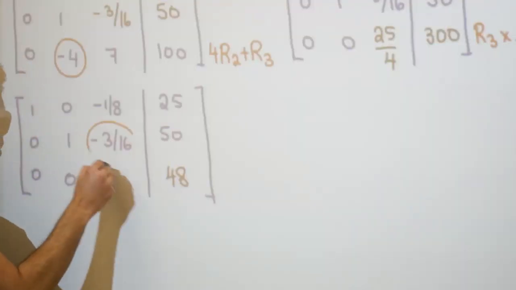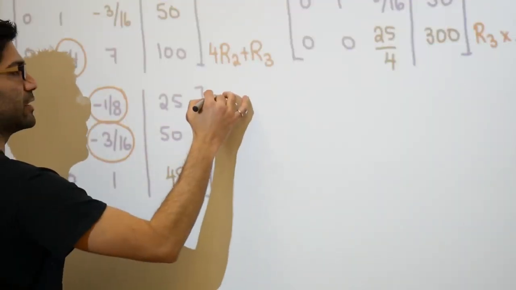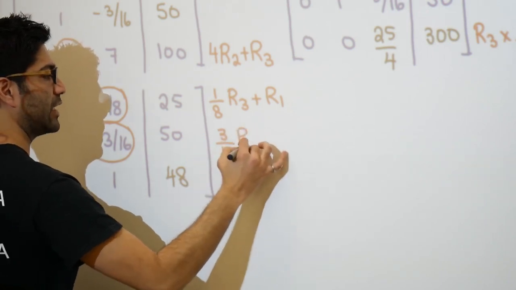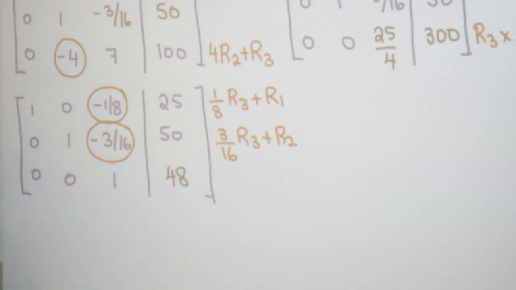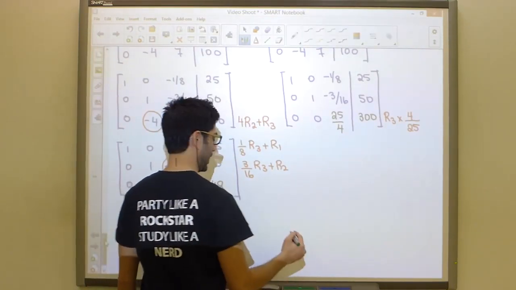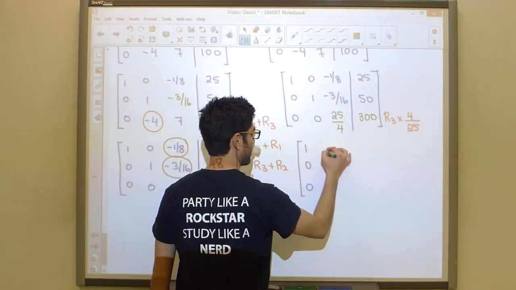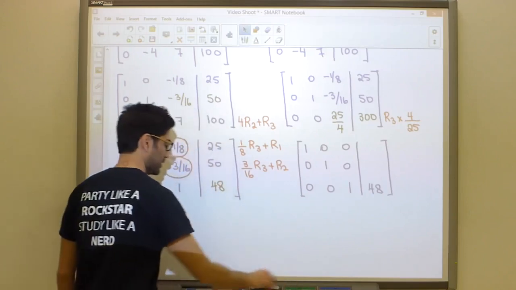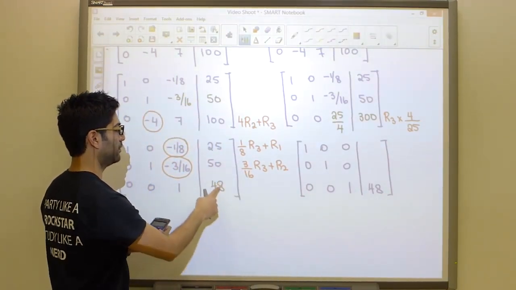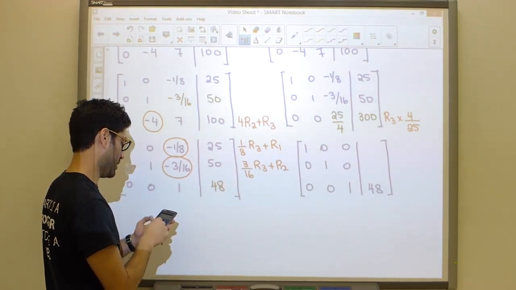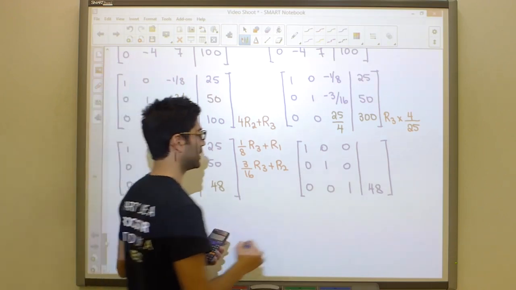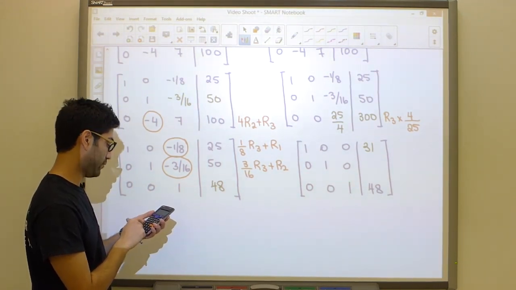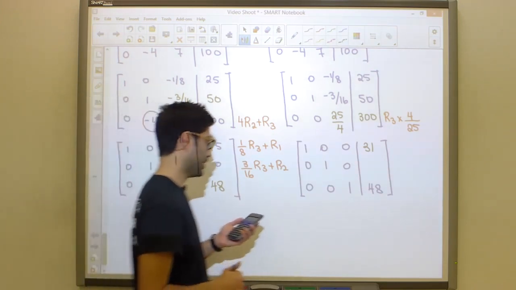Lastly, we're going to convert these guys into zeros. And so that's going to give us 1 over 8 row 3 plus row 1. And then again the opposite times the row that contains the 1 plus the row you are in. And this is going to give us our answer, guys, as you will see in 1 second. So let's work on these values. So 1/8 of 48. So 1 over 8 multiplied by 48 plus 25. So that gives us 31. 3 over 16 times 48 plus 50. And that gives us 59.